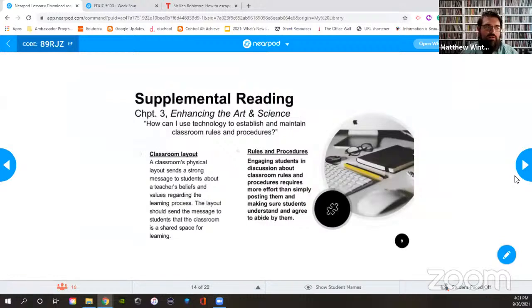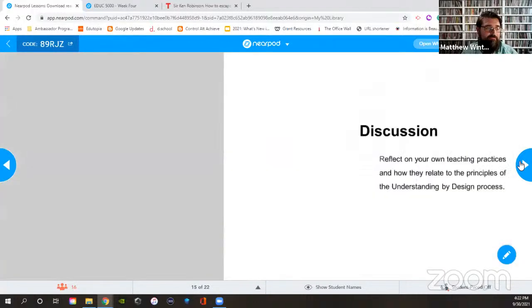All right, this week's supplemental reading is Chapter 3, Enhancing the Science and Arts. How can I use technology to establish and maintain classroom rules and procedures? In there, it talks about 2 large portions of the classroom experience for students. On one side, we have the classroom layout, the physical design of our classroom, and how that plays a role. And on the flip side, the rules and procedures that move our students through that physical space and keep them excited and entertained about what's going on in our classroom. Those 2 parts work in concert and should be thought about in concert together. And definitely a great reading if you have the extra time to read the supplemental work this week.